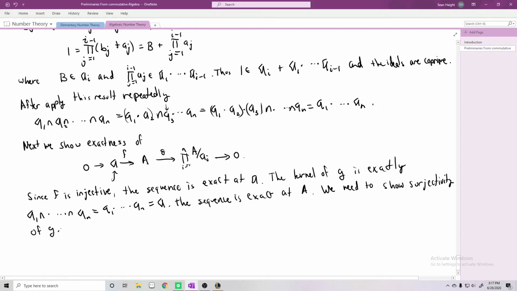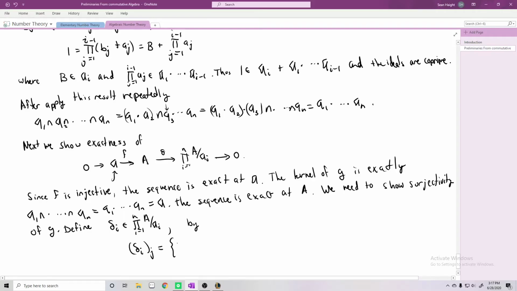Okay. So I'm going to define an element delta sub i in this product. It's going to be defined by the following conditions: delta sub i sub j, so the jth component. This is a product, and this thing has n different components.